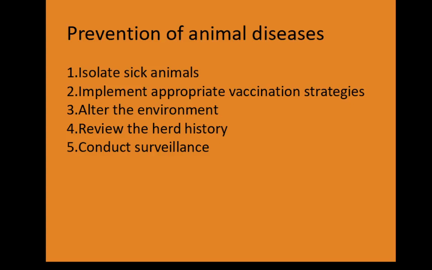Next strategy is to alter the environment. So what about the environment? The environment should be kept clean, it should be dry, and of course, part of the environment would be to have an appropriate animal density. Also, we should keep in mind that the environment should be kept free of manure. Therefore, we need good manure management. For this purpose, we use litters, or if not, we have to collect it on a regular basis.